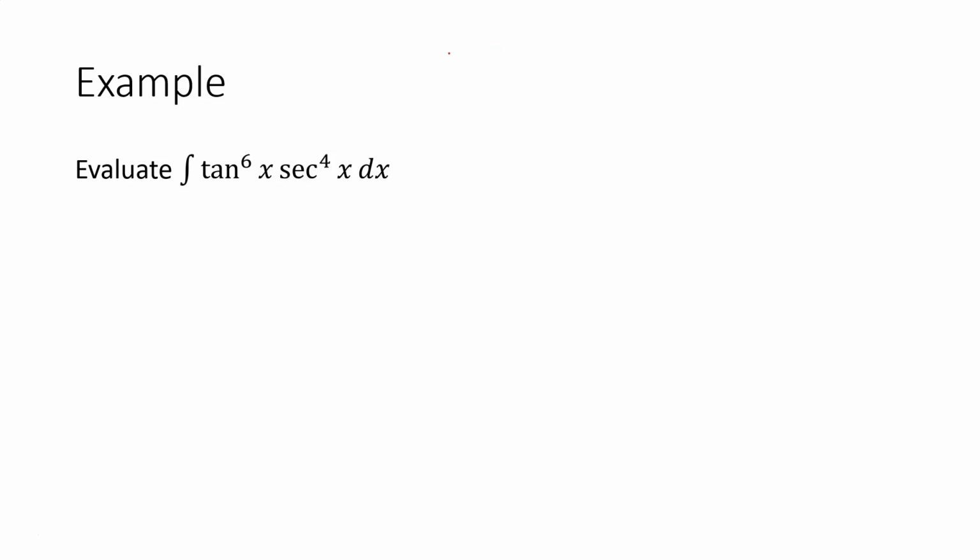Well, in the case that we were substituting tangent, then we want to think what would be the derivative of tangent. We would need to save a factor of secant squared if we were to substitute tangent. On the other hand, if we were to substitute secant, the derivative of secant is secant x tangent x. So then we would need to save a factor of secant x tangent x. So what would be the best strategy in this case?